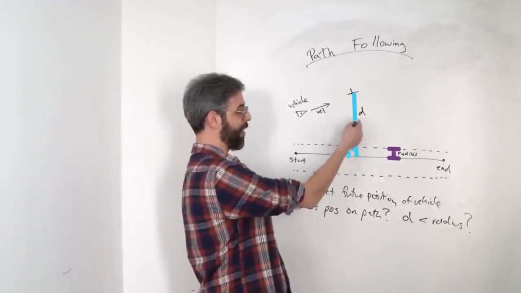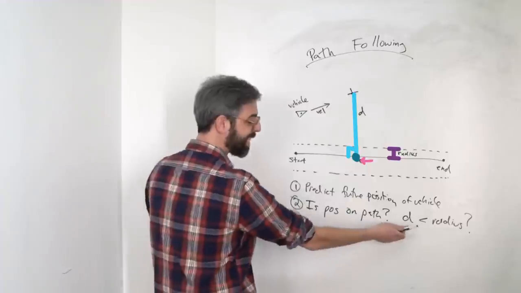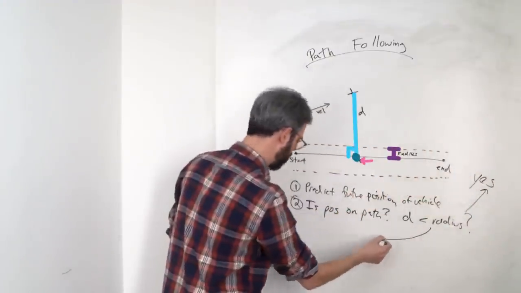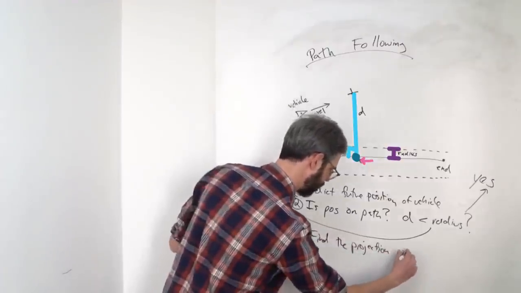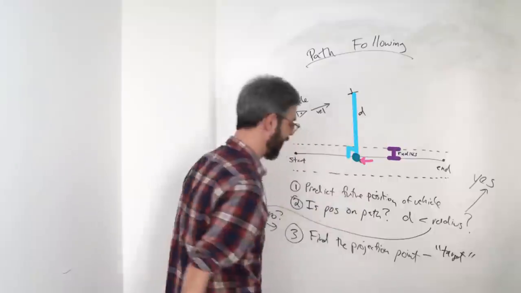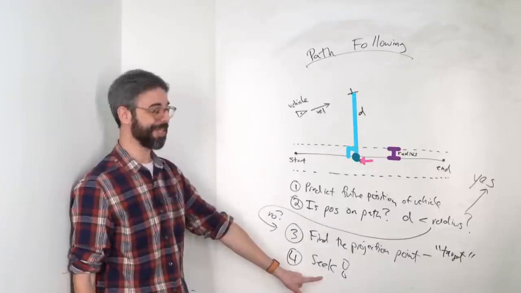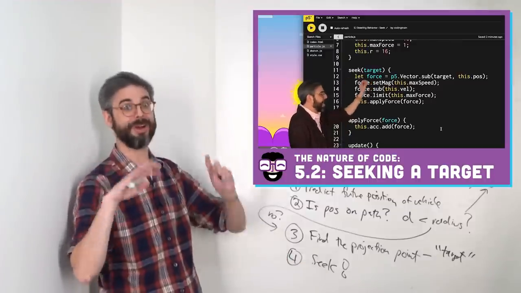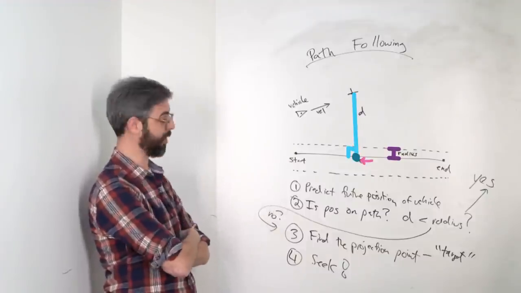Assuming that point is not on the path, find the projection point. So if D is less than the radius, we just go off and do nothing. If no, step three, find this projection point. I'll call that the target. And guess what step four is? Seek. Did this fit onto the whiteboard? It did. Seek that as the target. We've already written the seek algorithm in a previous video, so that'll make things a lot easier when we get there. Okay, let me try to go and implement this in the code.